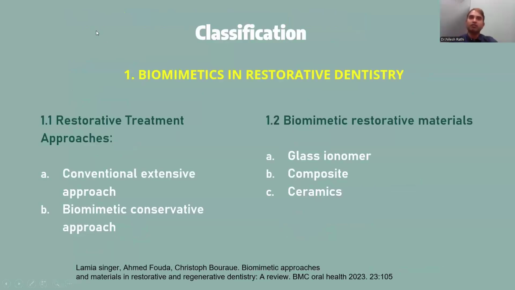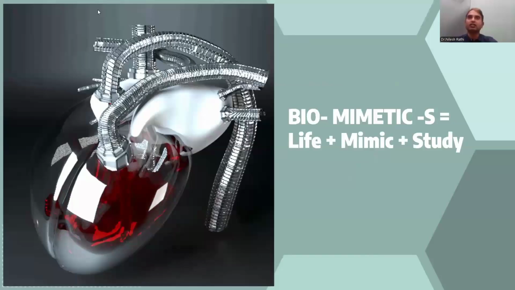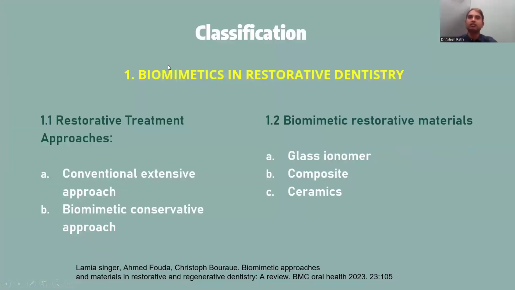So, as we have biomimetics in restorative dentistry, it is divided into two categories: restorative treatment approaches and biomimetic restorative materials. In restorative treatment approaches, we have conventional extensive approaches and biomimetic conservative approaches. In the second category, biomimetic restorative materials, we have materials, composites, and ceramics.